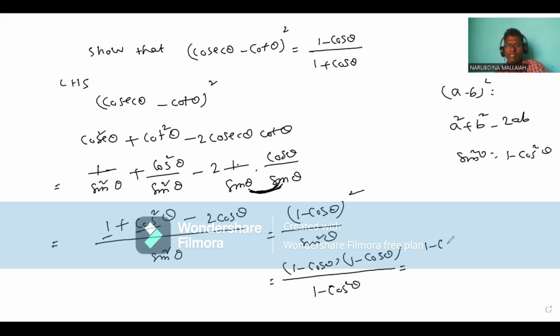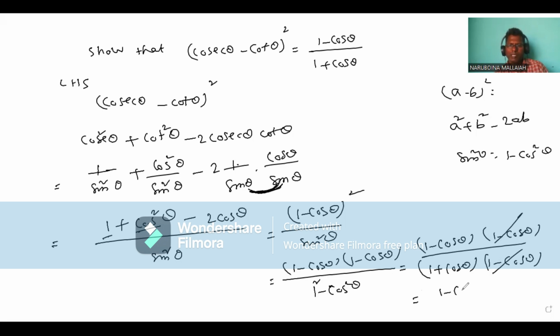Now the numerator is (1 minus cos theta) into (1 minus cos theta). In the denominator, it is in the form of a square minus b square: 1 square minus cos square theta. You can write it as (a plus b) into (a minus b), that is (1 plus cos theta) into (1 minus cos theta). One factor of 1 minus cos theta gets cancelled. We are left with (1 minus cos theta) by (1 plus cos theta). This is RHS. So from this LHS we got (1 minus cos theta) by (1 plus cos theta).